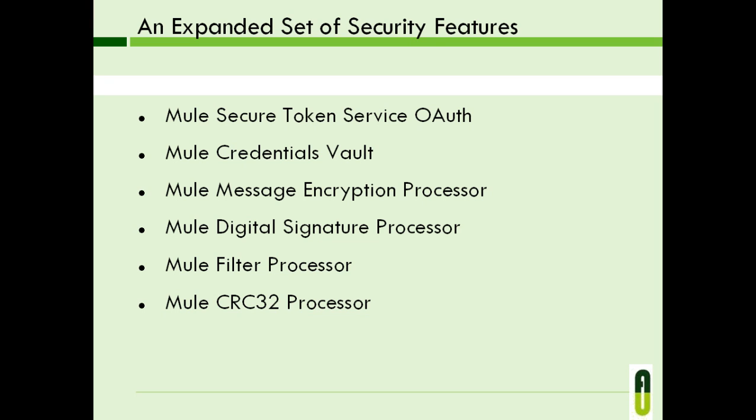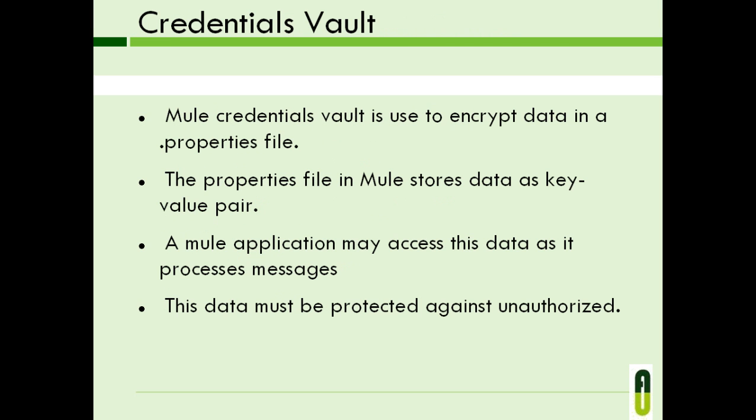Now next is Mule Credentials Vault. Basically, Mule Credential Vault is used to encrypt data in .properties file. The properties file in Mule stores data as key value pairs which may contain information such as username, first name, last name, and credit card numbers. A Mule application may access this data as it processes messages, for example, to acquire login credentials information for an external web service.